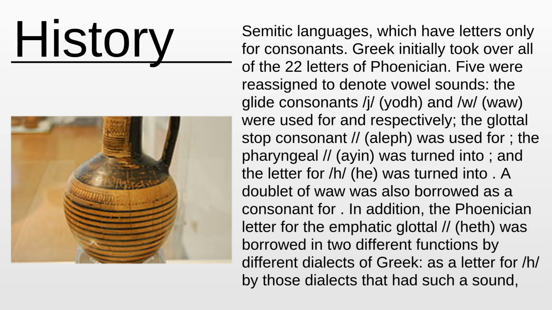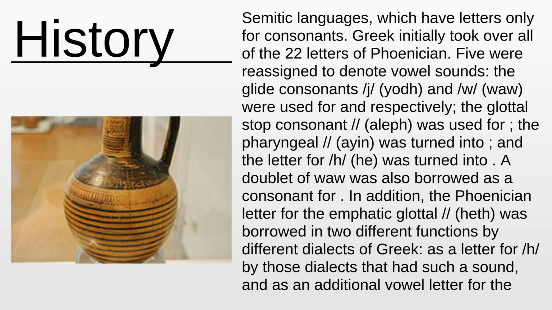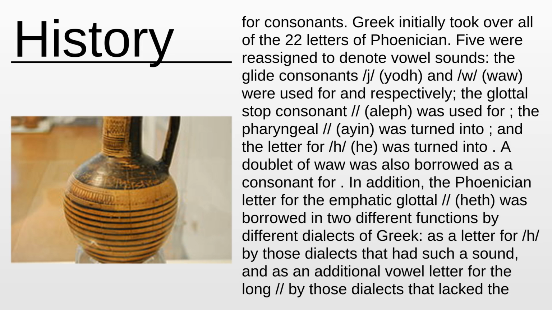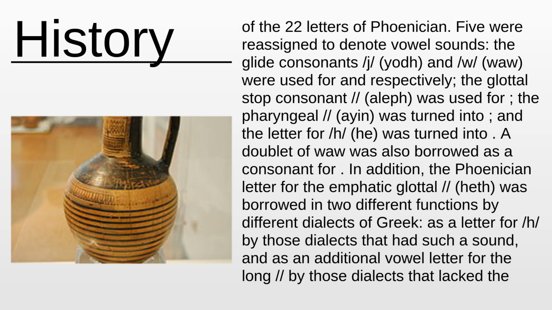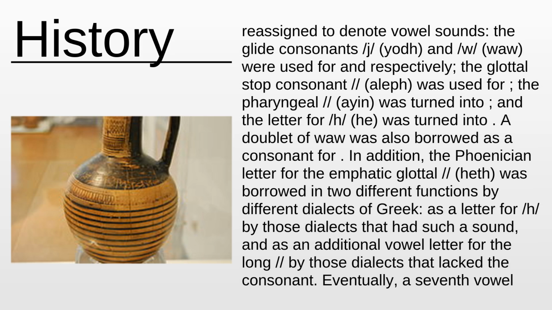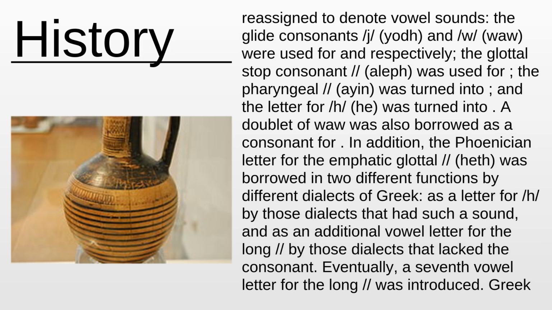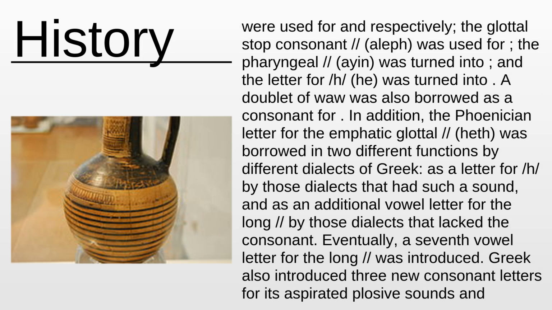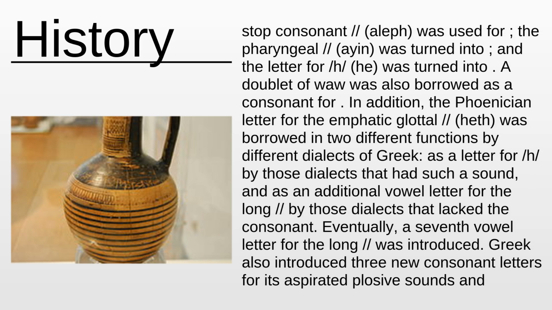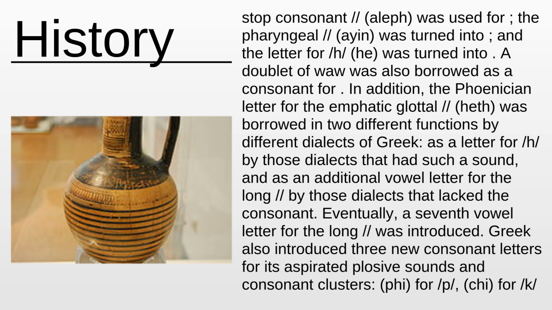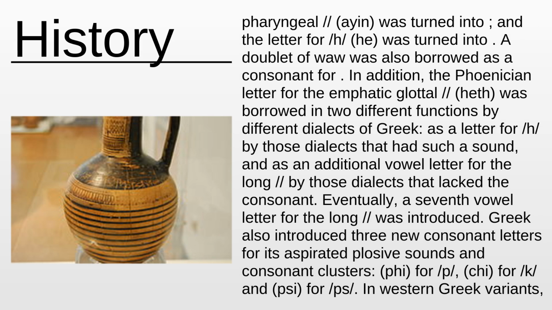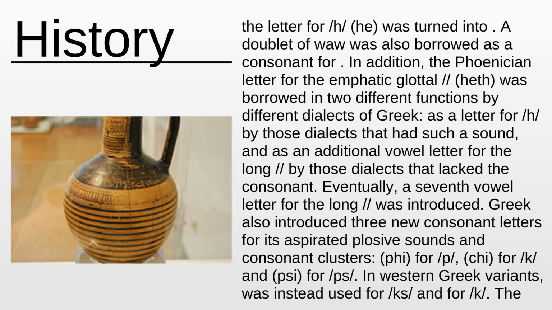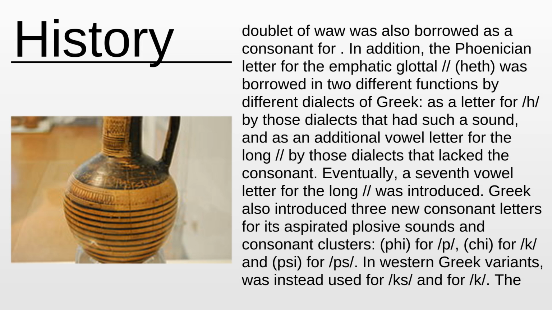Greek initially took over all of the 22 letters of Phoenician. 5 were reassigned to denote vowel sounds. The glyph consonants yod and waw were used for i and u respectively. The glottal stop consonant aleph was used for a. The pharyngeal ayin was turned into o, and the letter for h, he, was turned into e. A doublet of waw was also borrowed as a consonant for w.